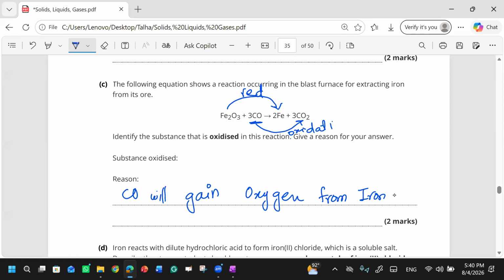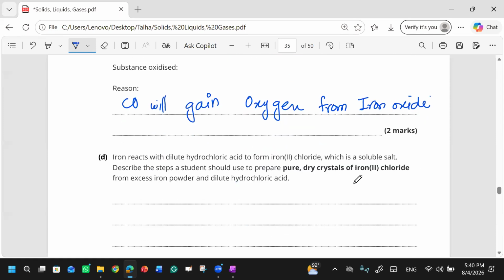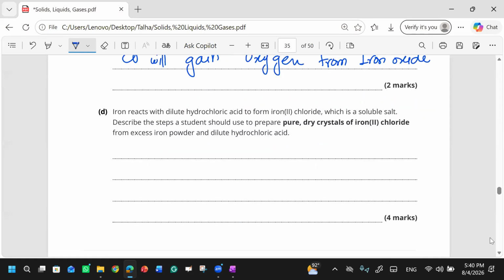Okay. Iron reacts with dilute hydrochloric acid to form iron chloride, which is a soluble salt. Describe the steps a student should use to prepare pure dry crystals of iron chloride from excess iron powder and hydrochloric acid. I wrote a question mark for this because I wasn't sure.